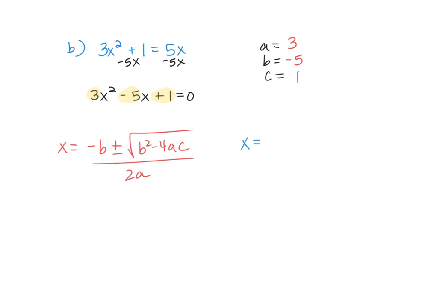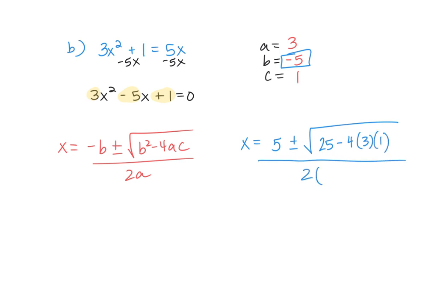So my b is already a negative 5, so that's going to make it a positive 5, plus or minus the square root, b squared. So sometimes people like to do that in their head too. So b squared, negative 5 squared is 25, minus 4 times a is 3, times c is 1. And then all over 2 times a, which is 3.